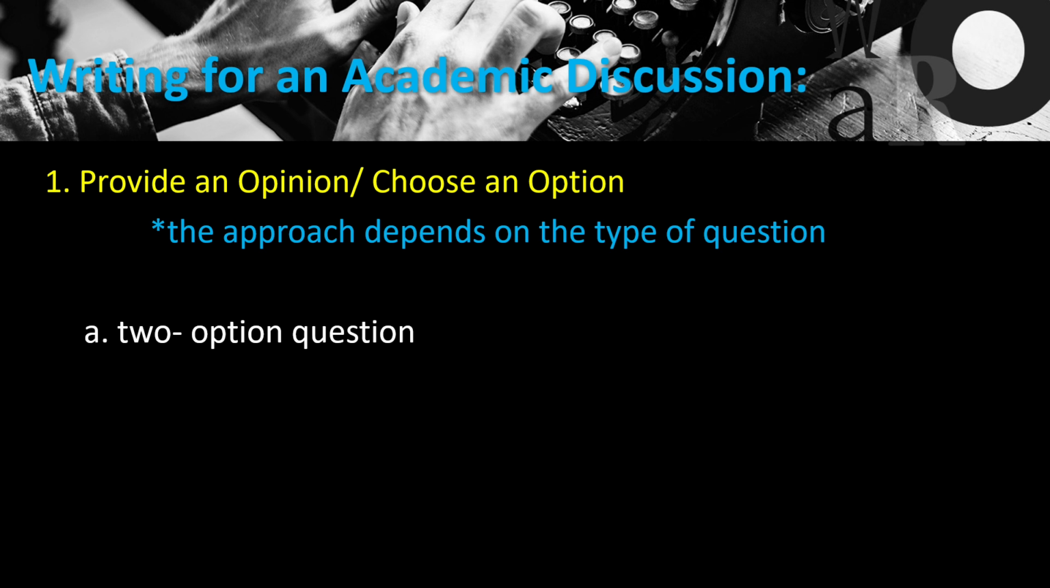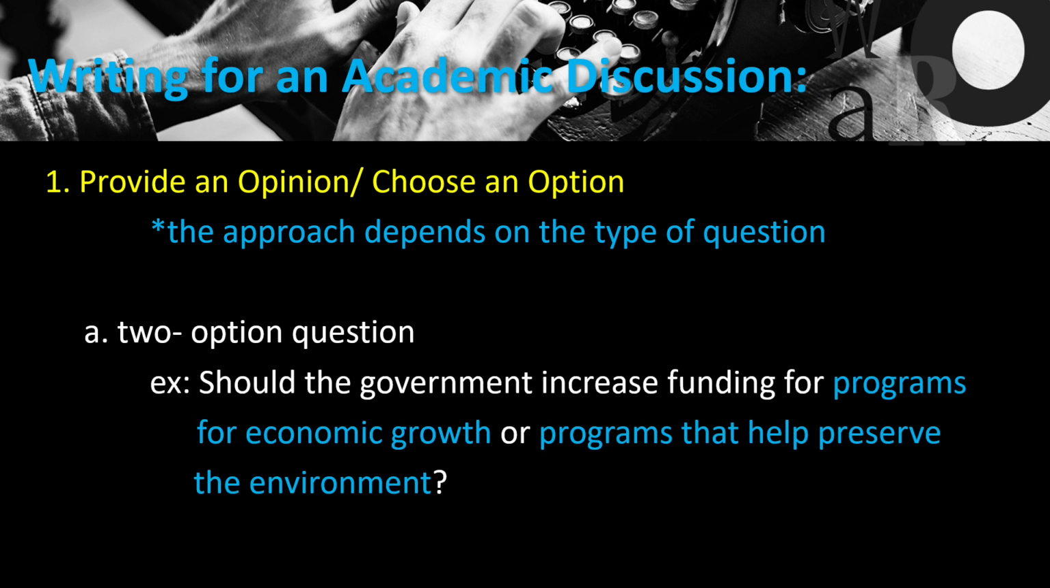For instance, the professor might ask a question like, should the government increase funding for programs for economic growth or for programs that help preserve the environment? By the way, it is okay whichever side of the prompt you choose, for as long as you are able to support your opinion or chosen side with enough details.